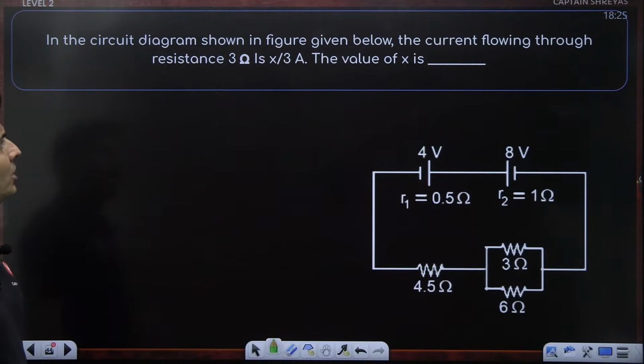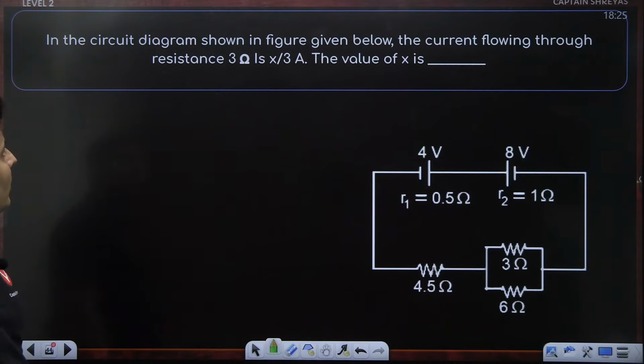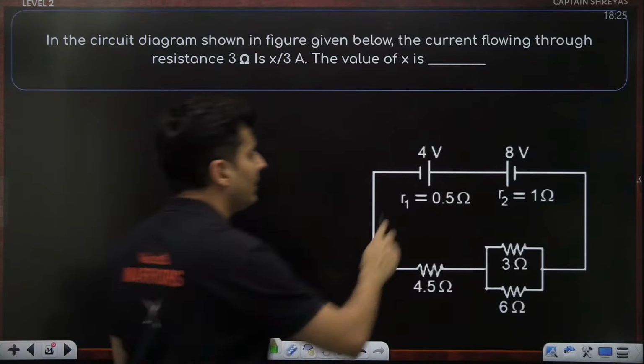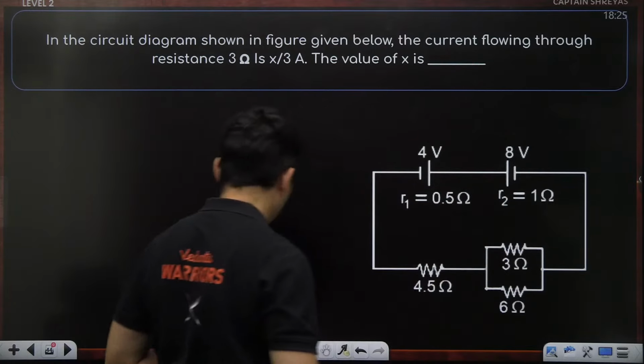In the circuit diagram as shown in the figure below, the current flowing through the resistance of 3 ohm is x by 3 ampere. The value of x is how much? Current flowing through 3 ohm resistance is how much? Okay, so I can see that there are two batteries over here.